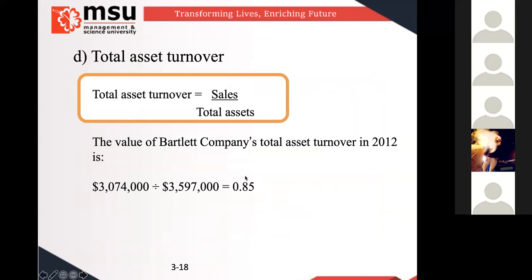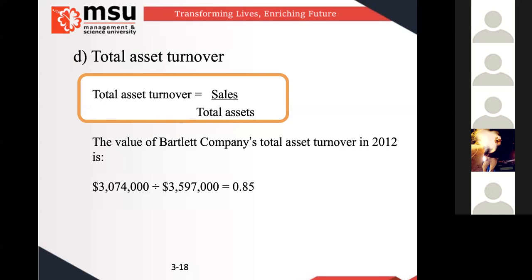Okay, so it is about 85% of the sales. No, it's not 85%. It's about 0.85 times the ability of the asset to generate sales. So each ringgit that has been invested in total asset is able to generate about RM 0.85 of sales. So that is the meaning.